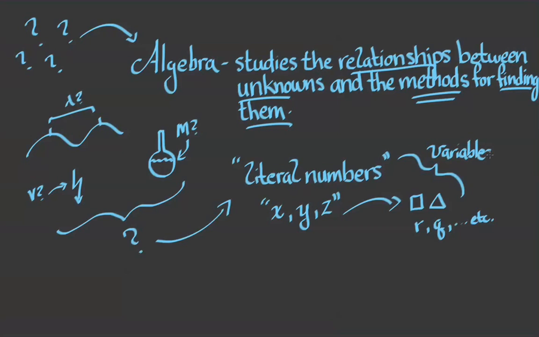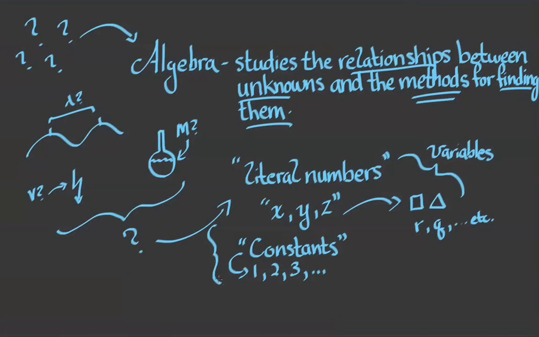Then what about values that do not change? In algebra, these are called constants. Constants represent values that do not change. They often appear next to variables. Here are just a few examples of some common constants. Constants can also be fractions, decimals, and so on.